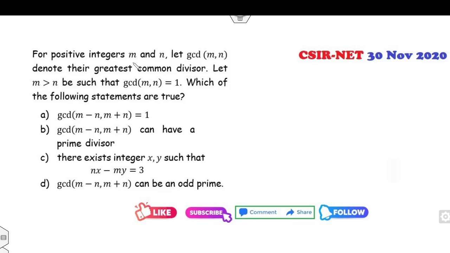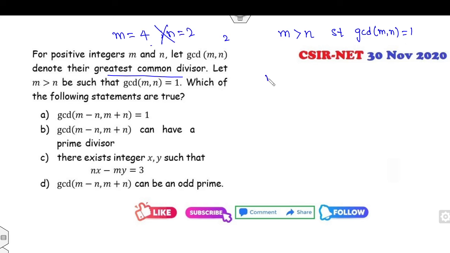For positive integers m and n, GCD denotes the greatest common divisor. Let m be greater than n such that the GCD of m and n is 1. So if I choose m as 4 and n as 2, that is not possible, because the GCD will be 2. Then which of the following statements are correct?